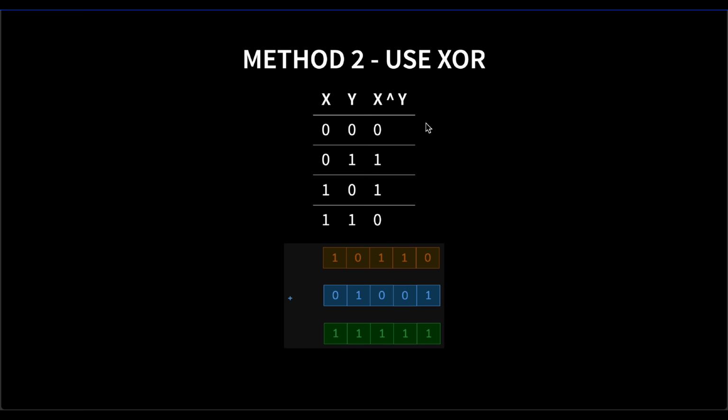And instead of subtraction, actually, we can also use XOR. And the reason is, if you look, we have the table of XOR like this. So 0 XOR 0 gives us 0.